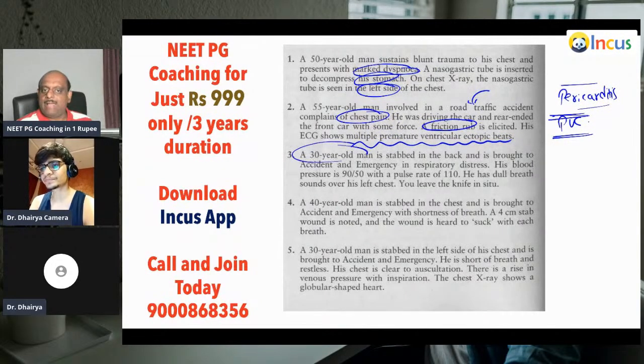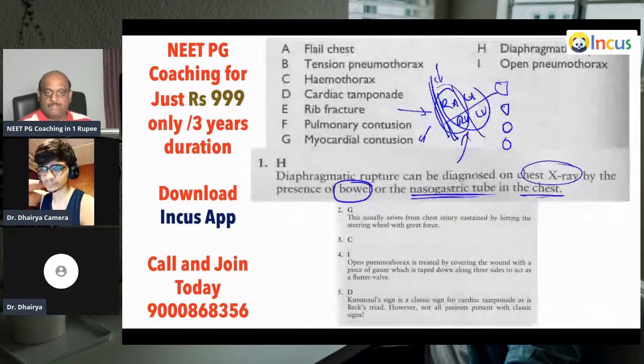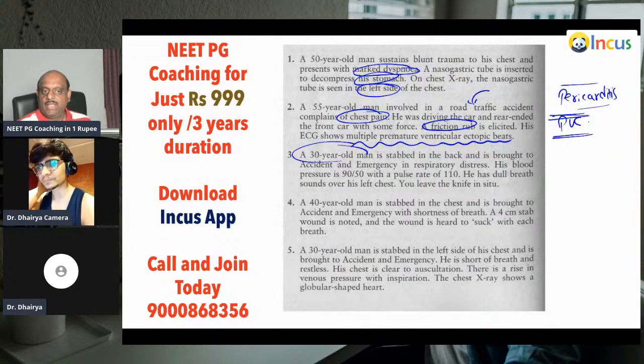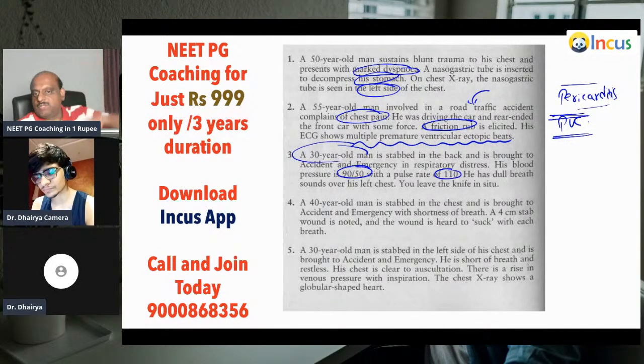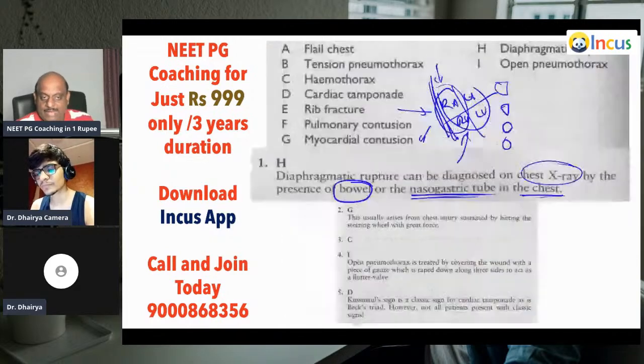Now, a 30-year-old man is stabbed in the back and he is in respiratory distress. His BP is 90 by 50 and the pulse rate is 110. He has dull breath sounds in the left chest. What is your diagnosis?